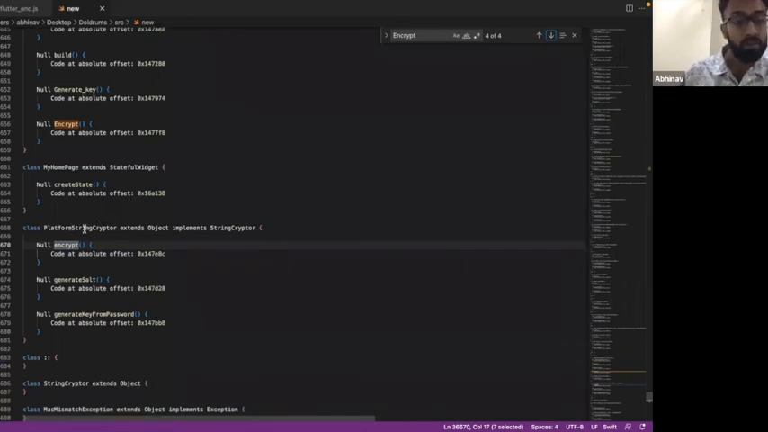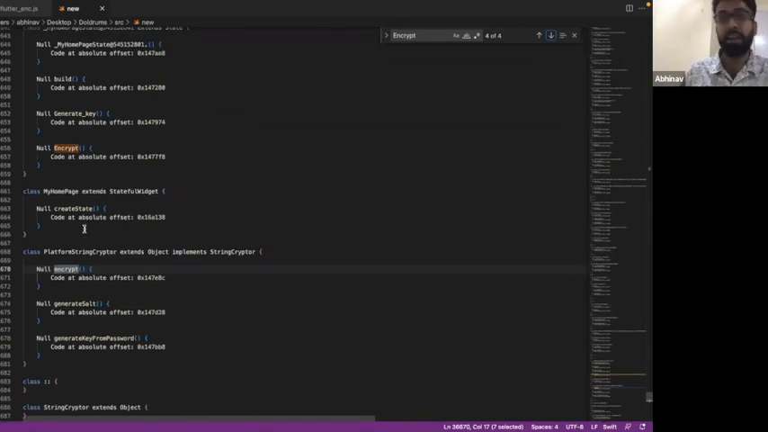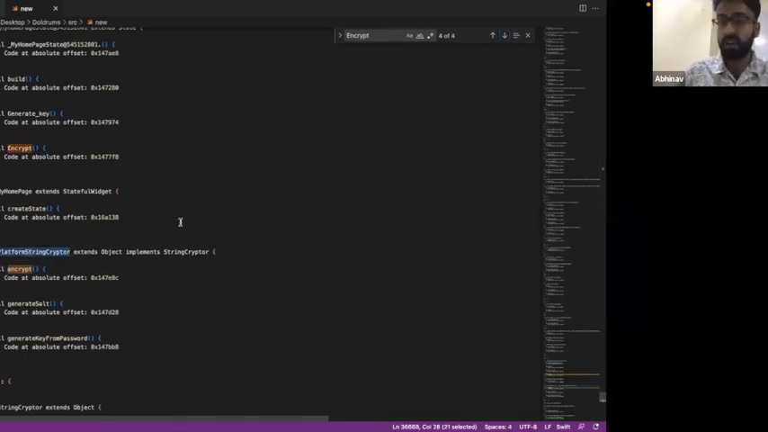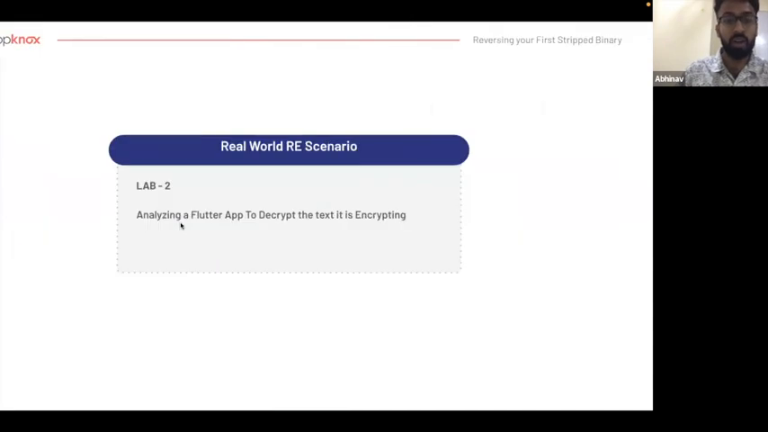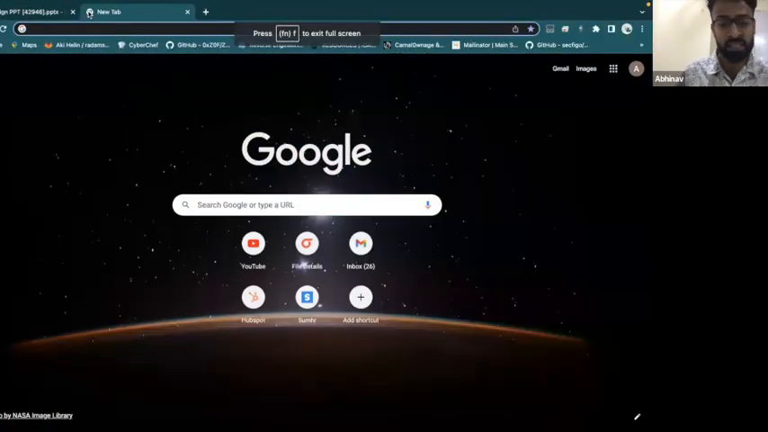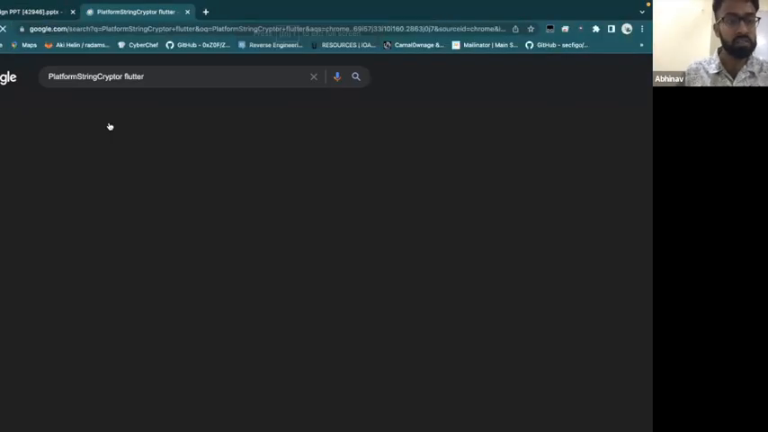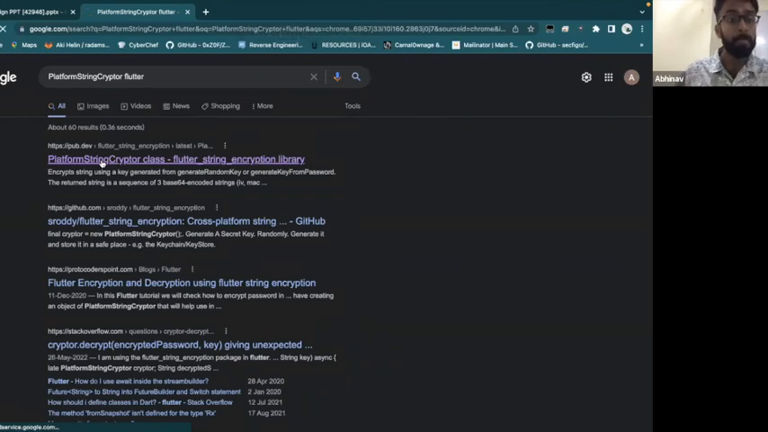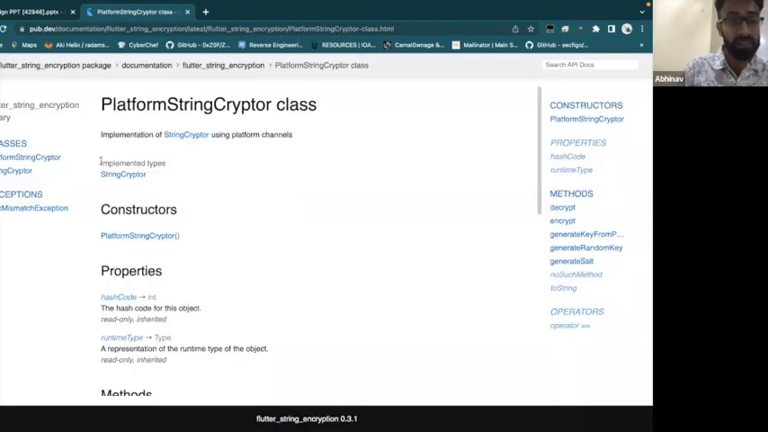This does not sound like any internal Flutter class name. So it probably is a module or a library that has been written for encryption. We can confirm this. Let's take this and head over to Google. Let's see what Google says. If I Google this, I do get a platform string crypter class here. So this is the library used for encryption.